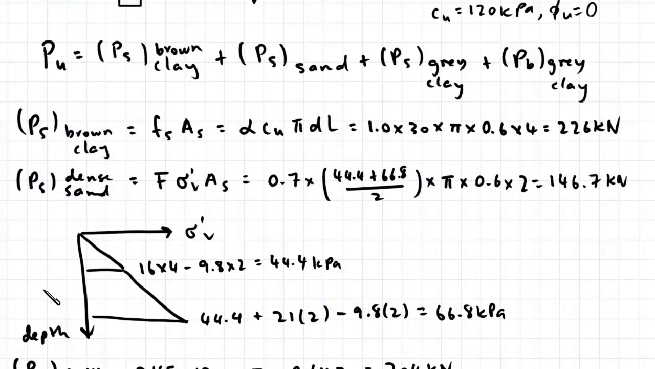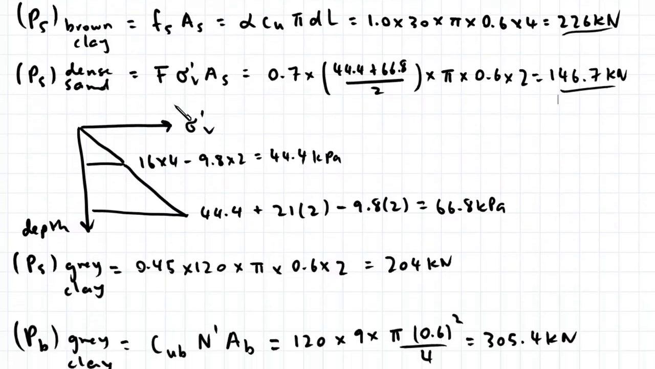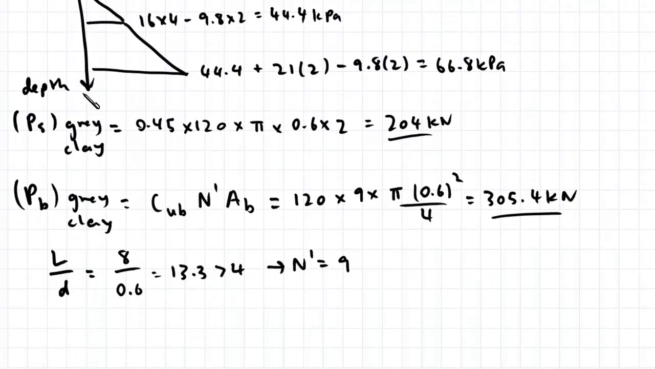Now the total axial capacity of the pile is equal to the sum of these four values here. Therefore, Pu is equal to 882.1 kilonewtons.